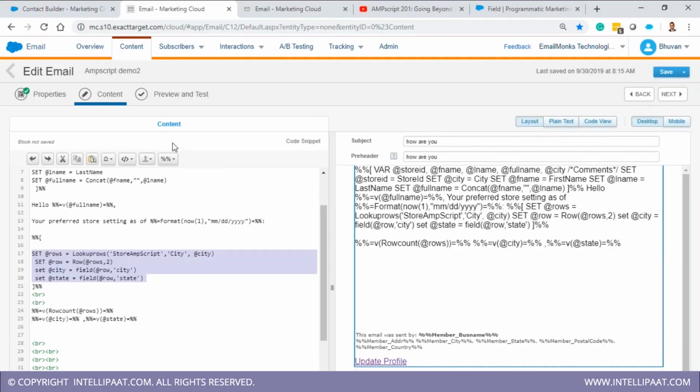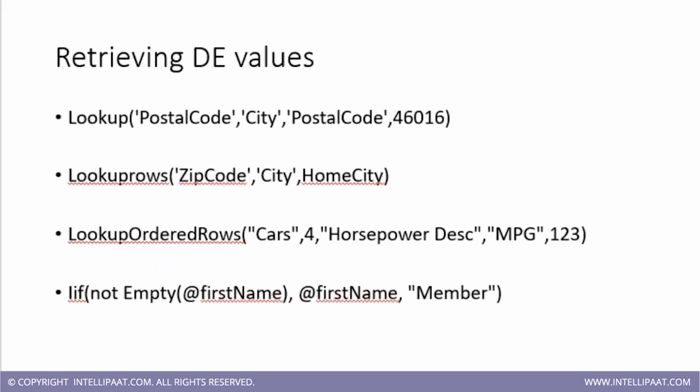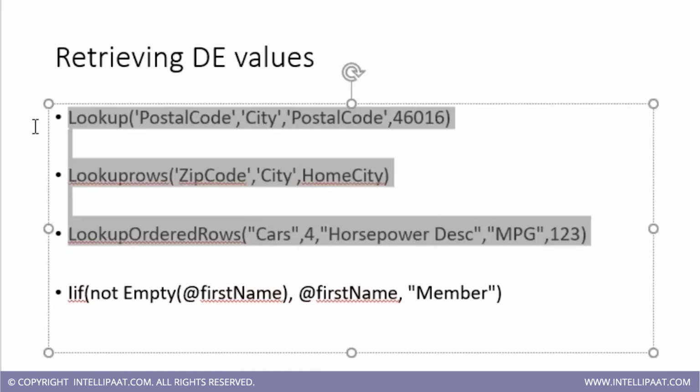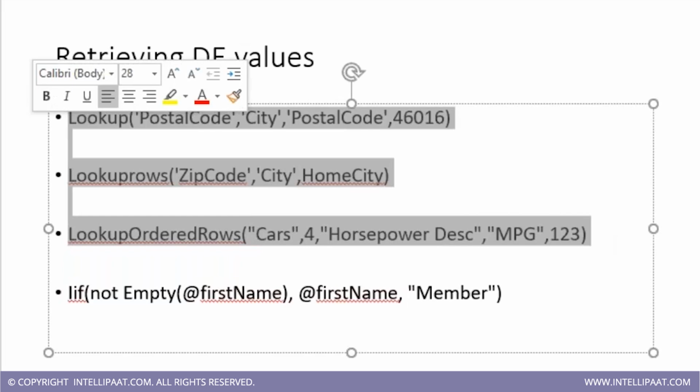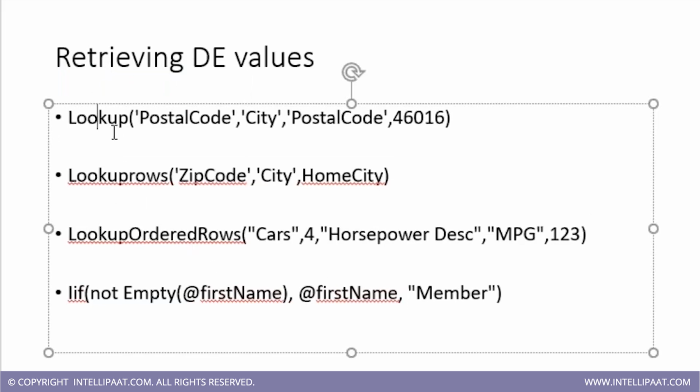Now we'll move forward. So what is next? Retrieving data extension values. Look at these three functions. These are inbuilt functions in AMPscript which we will be using in our day-to-day work, and we'll be going through them one by one. One is Lookup, the other is LookupRows, and the third is LookupOrderedRows.